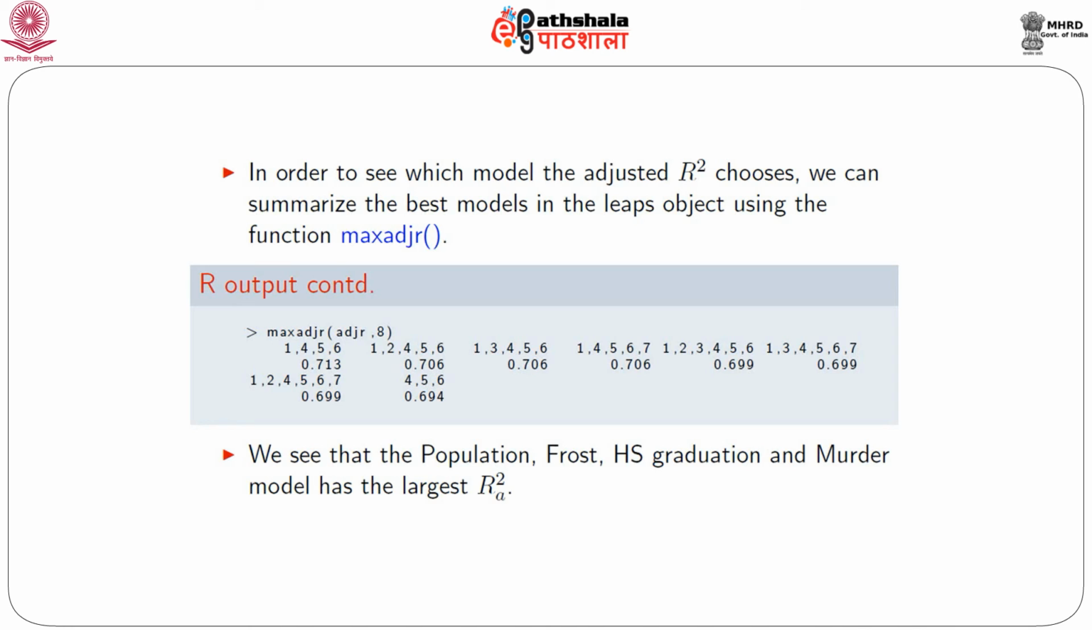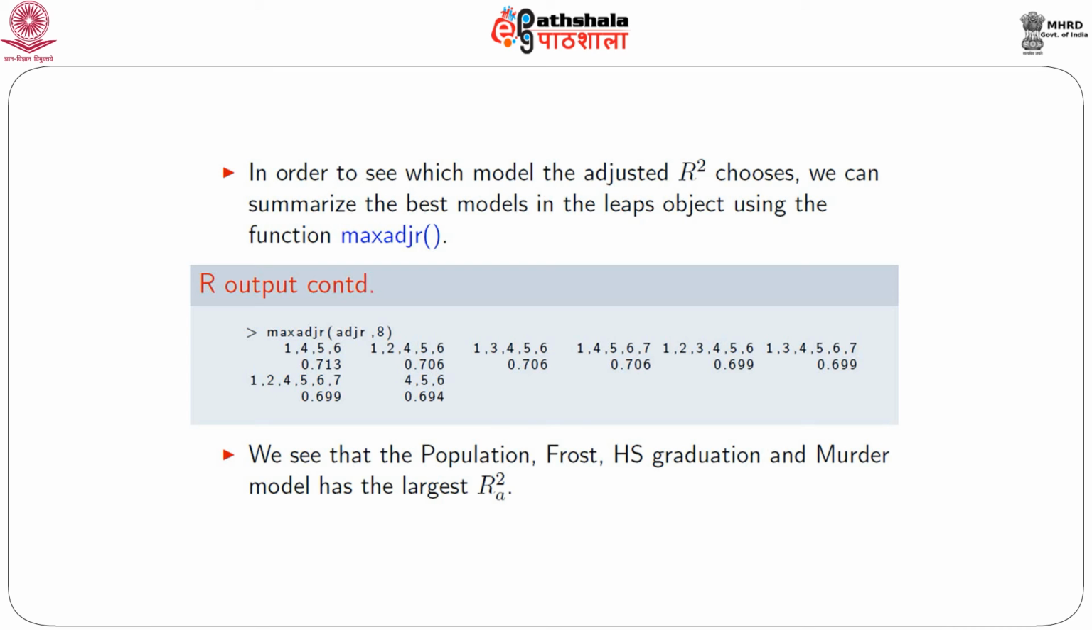And after using this function, we can see here that the first model output contains the predictors 1, 4, 5 and 6, and the corresponding max adjusted R square is 0.713. And for the second model, which contains the first, second, fourth, fifth and sixth predictor variables, the corresponding adjusted R square is 0.706. And we can see that the highest is 0.713, which is for the first model, which contains the predictors population, frost, HS graduation and murder.